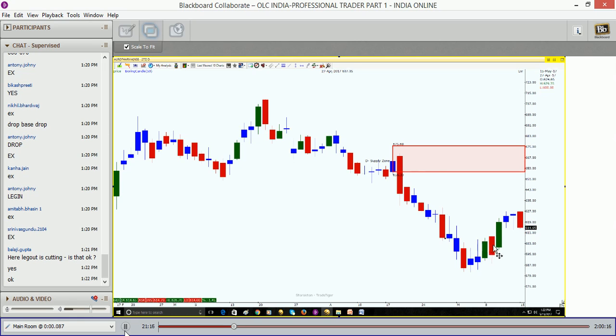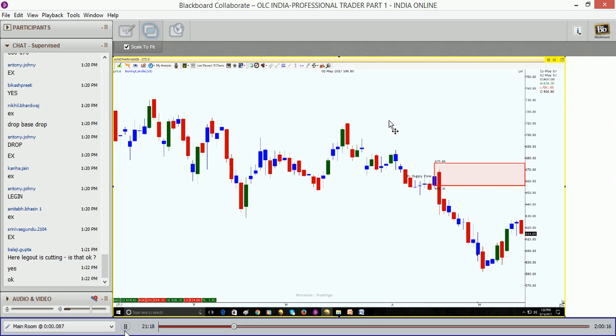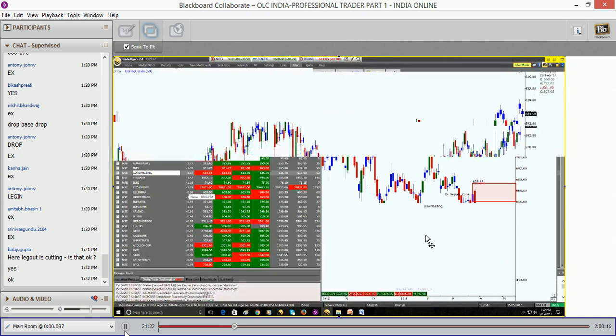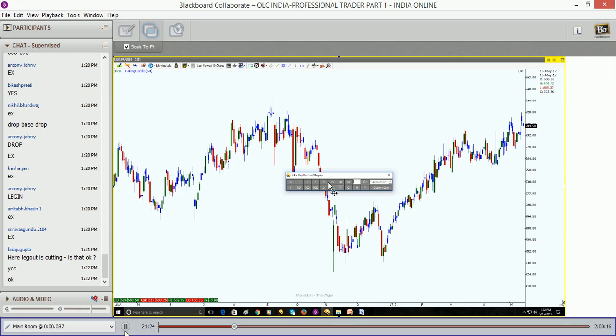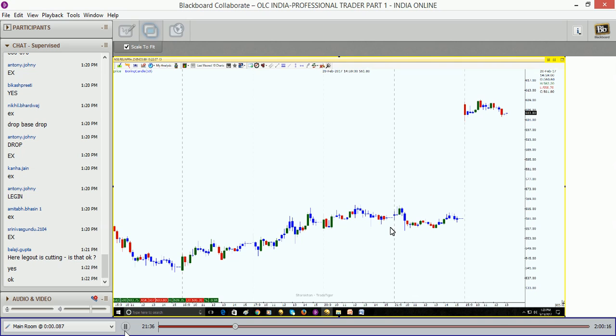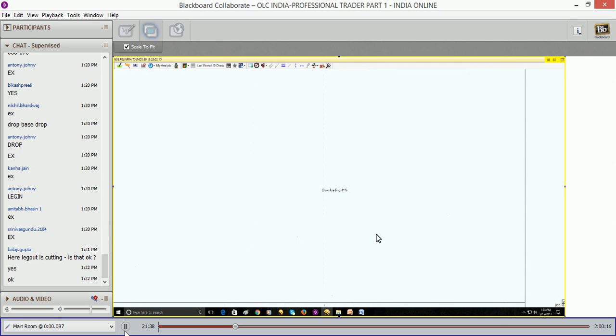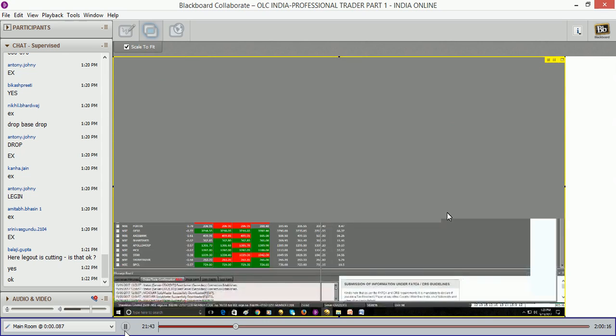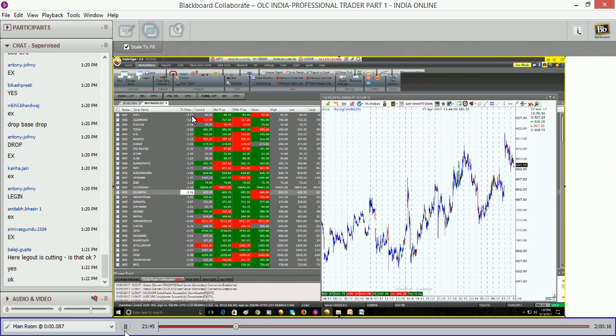Yeah? Let's look at another example, friends. Let's go to Reliance Infra and let's go to a smaller time frame. Let's say I go to a 15-minute chart. Any good example? No.